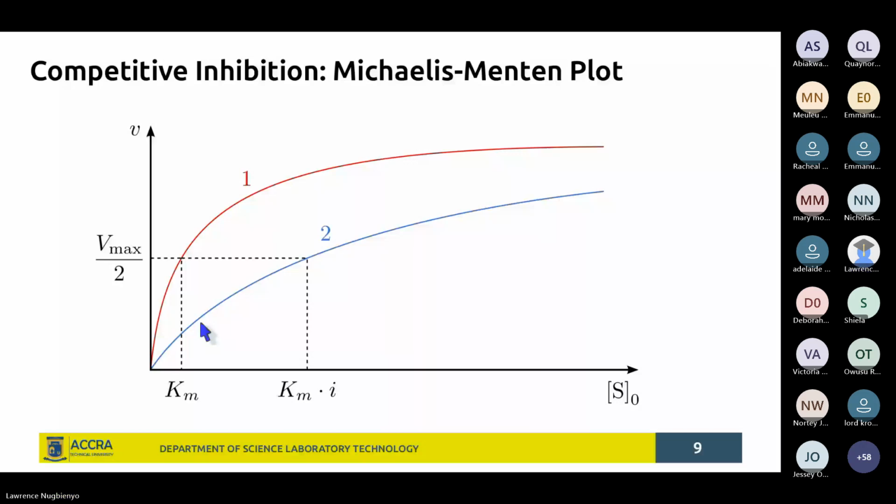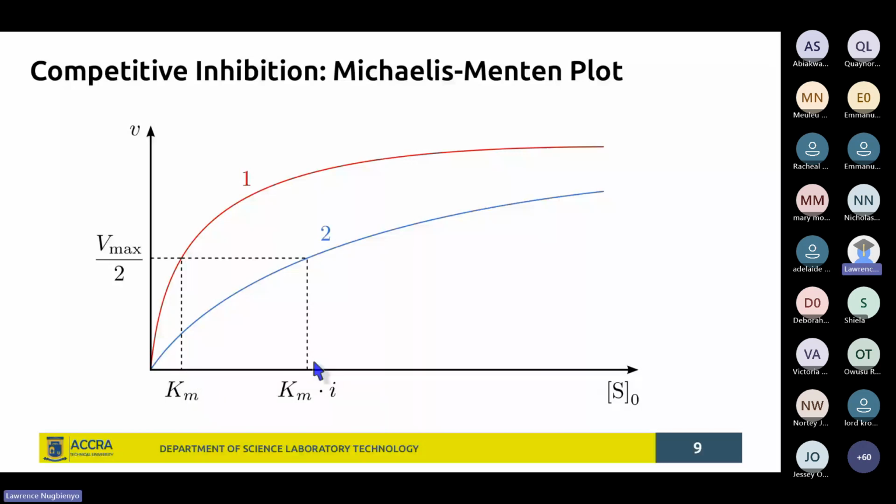But the maximum rate of reaction will be reached at a higher concentration of the substrate than for the normal reaction without inhibitor. And similarly, the Michaelis-Menten constant, which is the concentration of the substrate at which half of the maximum rate of reaction is reached, is also increased. So that is why you see that shift of the Michaelis-Menten constant to the right.